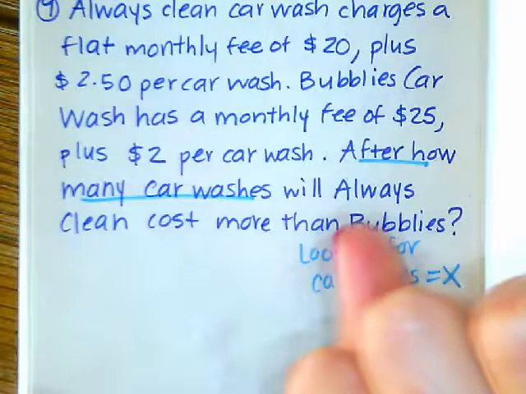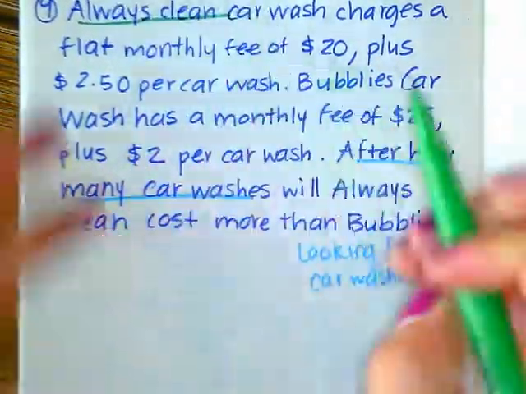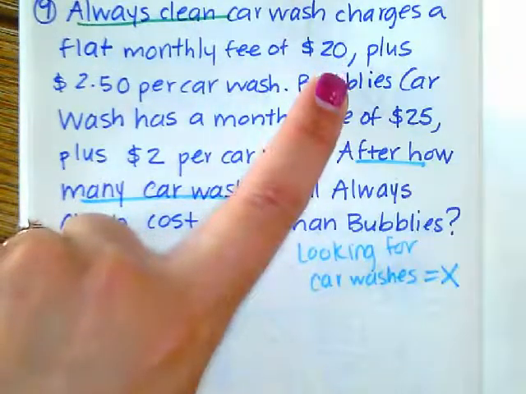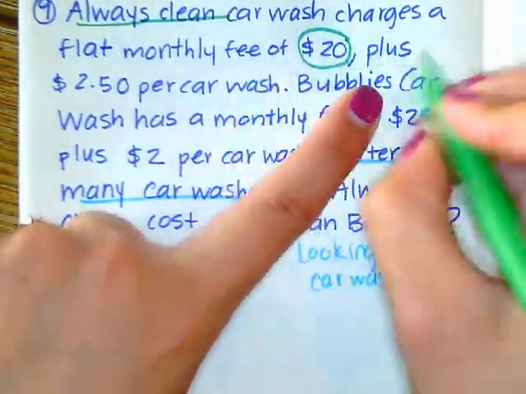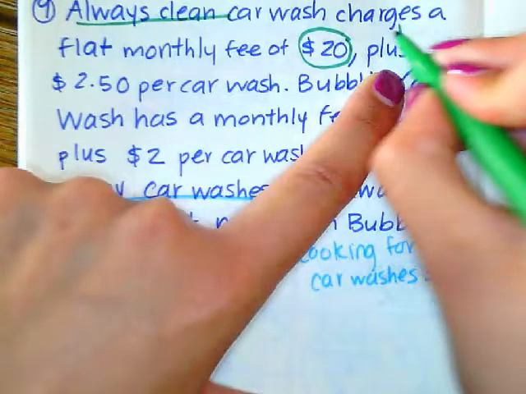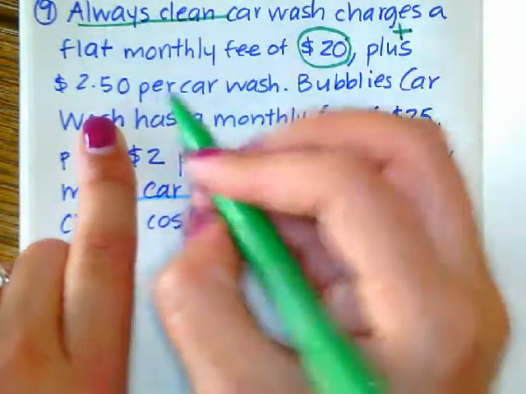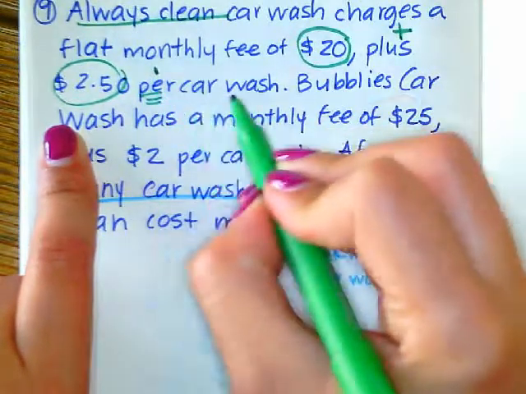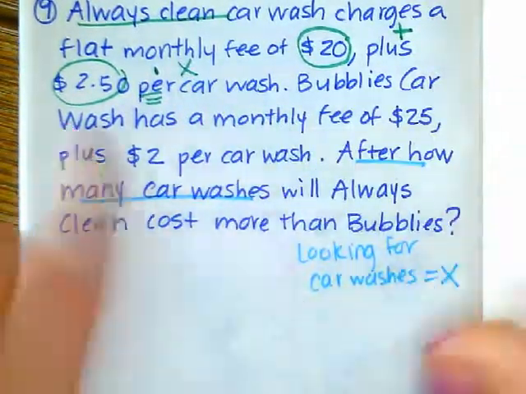Okay, so Always Clean charges a flat monthly fee. So flat fee means we're not multiplying it by anything. It's just $20 plus, remember in math, plus is adding, right? $2.50 per, there's my per, which means times, car wash, which is my X.